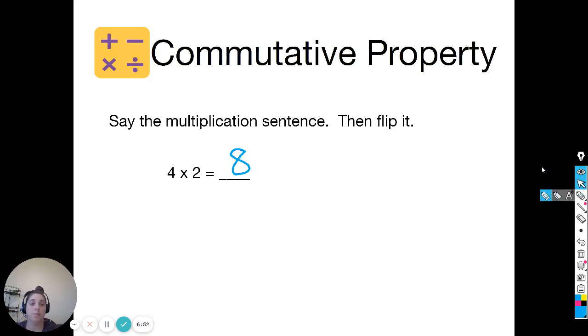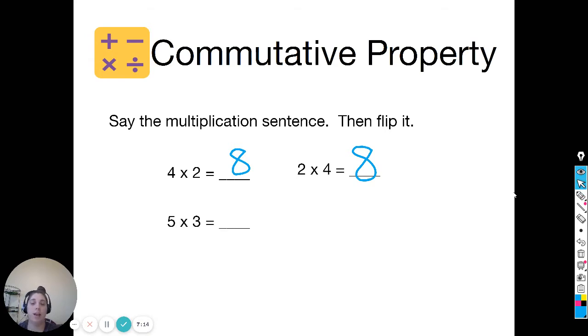Now let's flip it. Say this sentence with me and fill in the answer. Ready? 2 times 4 equals 8. Because we know the answer stays the same because we just took the 4 and the 2 and we flipped it to be 2 and 4.